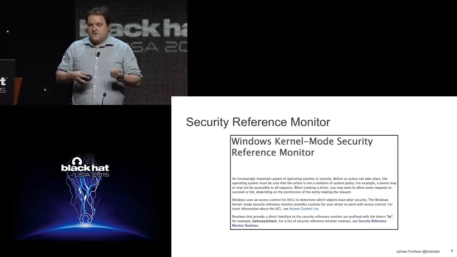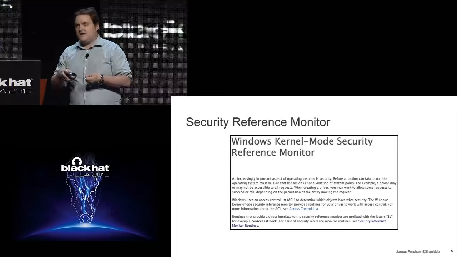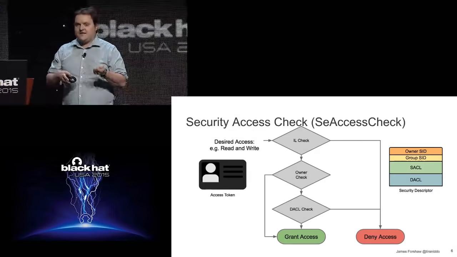So you can find documentation about the SRM, the security reference monitor. Basically, if you're doing kernel mode code, if the function starts with the prefix Se, that means it's something related to security. Now, the real core of pretty much all security decisions is the access check, and this is done usually through a function called SeAccessCheck.